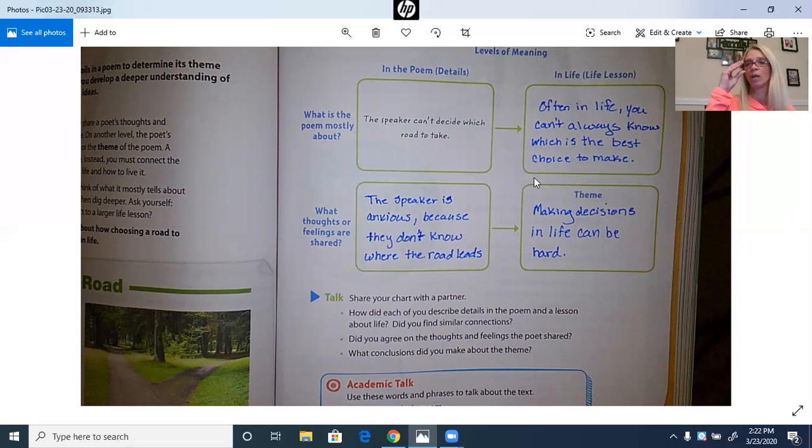It might be hard to make that decision, but in the end, you'll find out, did you make the right one? Did you make the wrong one? But most of the time, you definitely have to make one, right?